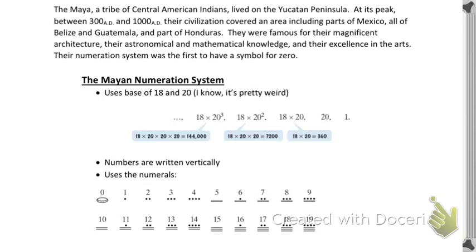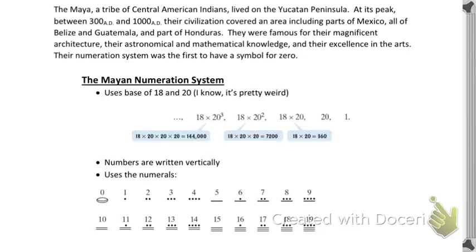They were famous for their magnificent architecture. They had awesome astronomy. They had awesome calendars. They could chart different star movements. It's pretty crazy how much they could actually do with their limited technology. They also had great mathematical knowledge, and they had awesome arts. Their numeration system was the first to employ the symbol for 0. So before the Mayans, there was no 0 ever used. 0 just didn't exist.